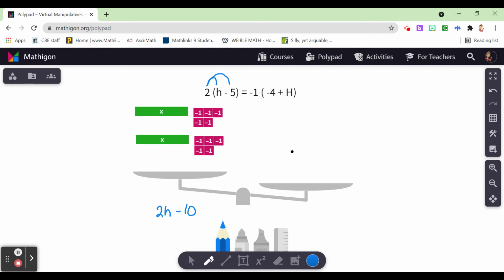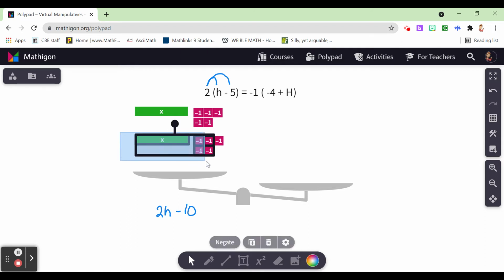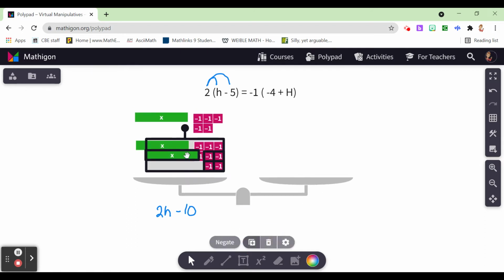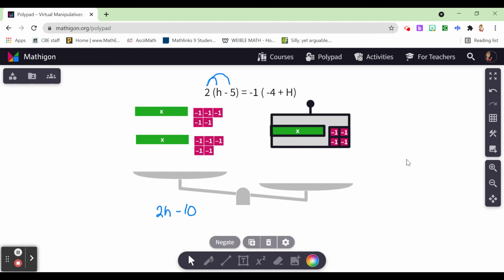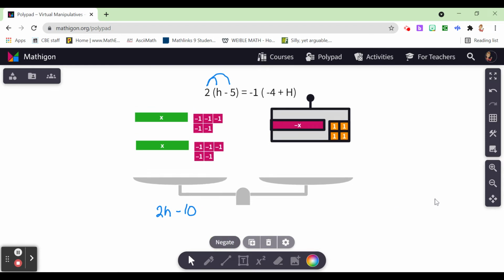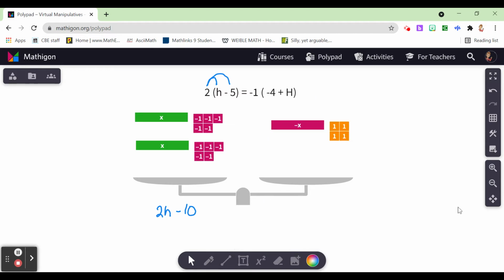So now I'm going to take a look at the other side, okay? And on the other side, I need h negative 4. So I'm just going to duplicate that. But it's not even because I have this negative 1 in front. So that negative 1 is saying I want the opposite of negative 4 plus h. So I'm going to go ahead and negate it. So I'm going to make what was positive negative and what was negative positive. And if you notice, now my scale is balanced. So really what I've done is I've gone to the opposite.